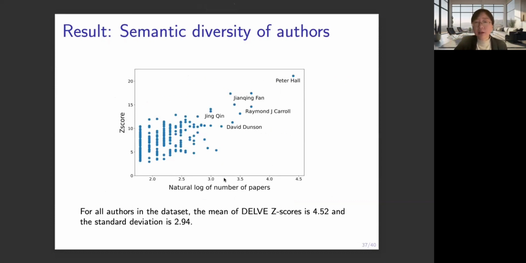As you can see, here I plot the z-scores for different authors, and the x-axis is the log of their total number of papers in this data set. It's true that usually those very productive authors also have very high diversity in their abstracts. I have to say that semantic diversity doesn't necessarily mean research diversity, but I think it is indeed true that these top-ranked authors have very diversified research interests, and they made significant contributions in many different areas.